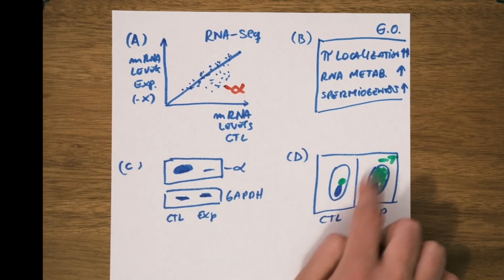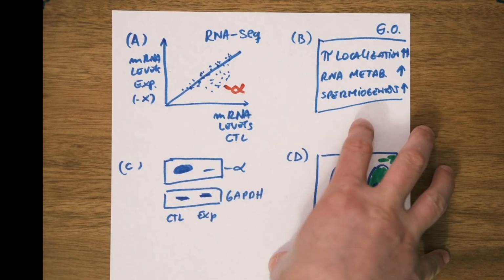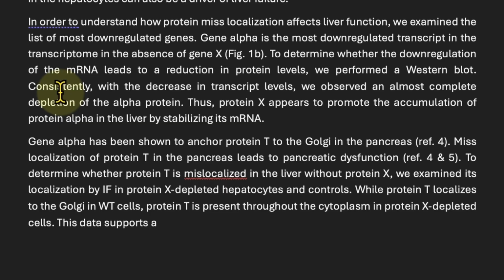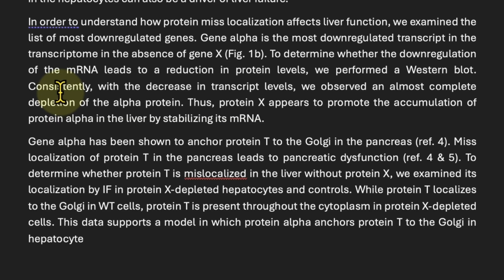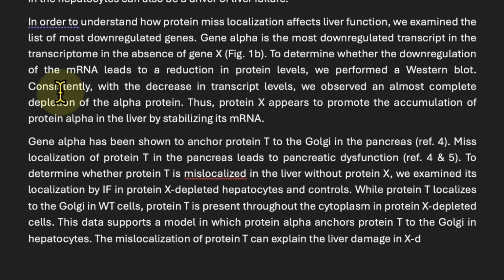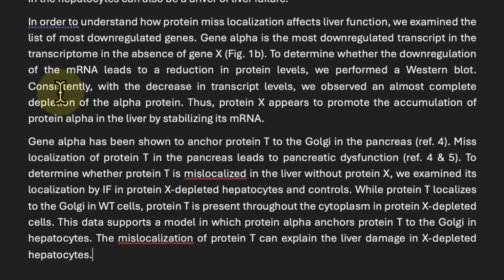So this is the result, and now we make a mini conclusion for this panel. So this data supports a model in which protein alpha anchors protein T to the Golgi in hepatocytes. And this is a general conclusion. We say the mislocalization of protein T can explain the liver damage in X-depleted hepatocytes.